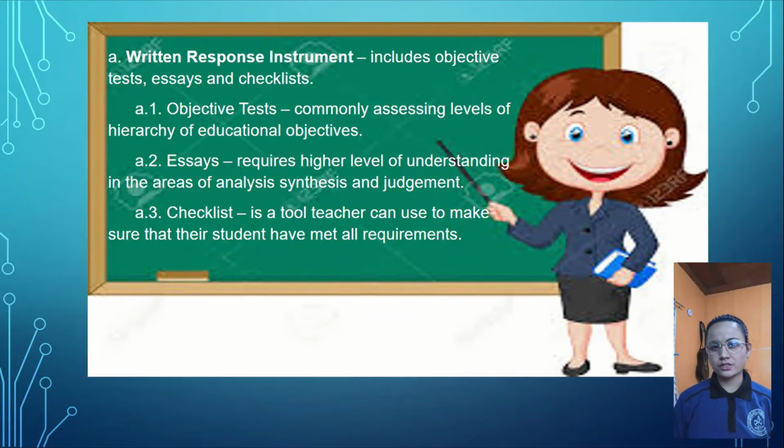Written response instruments. This includes objective tests, essays, and checklists. Objective tests commonly assess levels of the hierarchy of educational objectives. Examples: fill in the blanks, identification, enumeration, and matching types. Essays can test the student's understanding about a certain topic, for it asks the students to explain that topic briefly. A checklist is a tool teachers can use to make sure that their students have met all requirements.